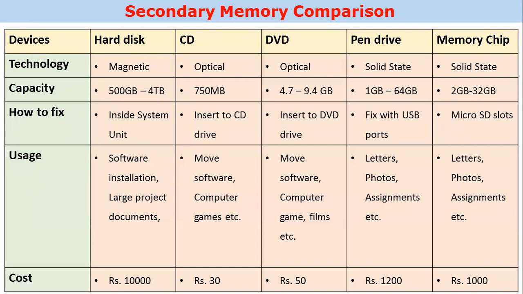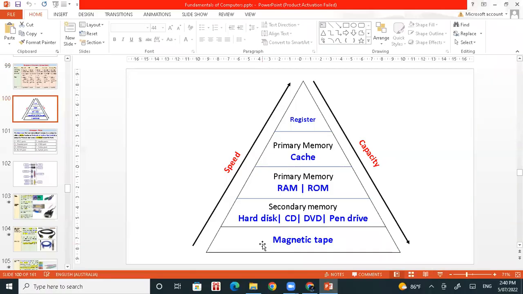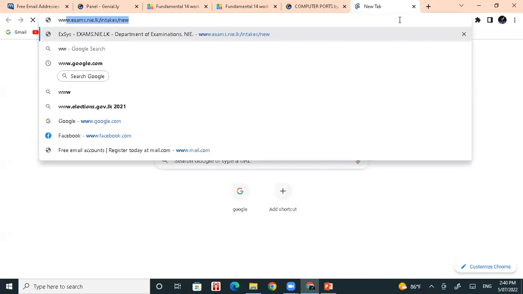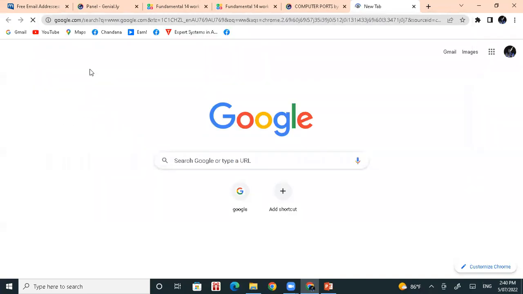But sometimes, or currently, there are external hard disks also. External hard disks are located outside the computer, right? Then I'm going to show some pictures of internal and external hard disks. Look at the screen here. I think all of you can see the screen.